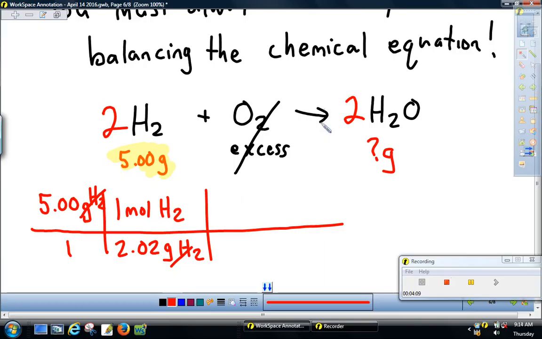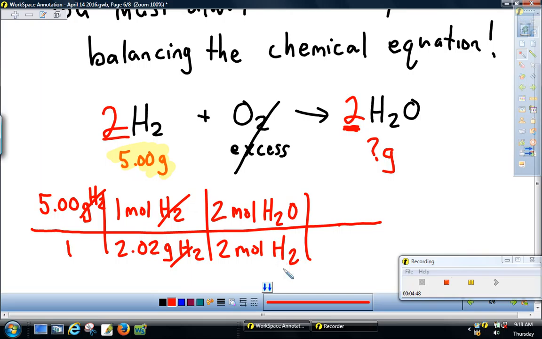The next step is to look at the ratio, right? The ratio. So what is the unknown? This is what we're trying to find out. So I look at what coefficient, what ratio of waters I can make to my known, and there's a 2-to-2 ratio. So this one is easy. How many moles can be made of what I'm trying to find out, which is water, goes on top. The moles I'm starting with, the known, which is hydrogen, goes on the bottom. So there's a 2-to-2 ratio. So from 2 moles of hydrogen, I can make 2 moles of water.